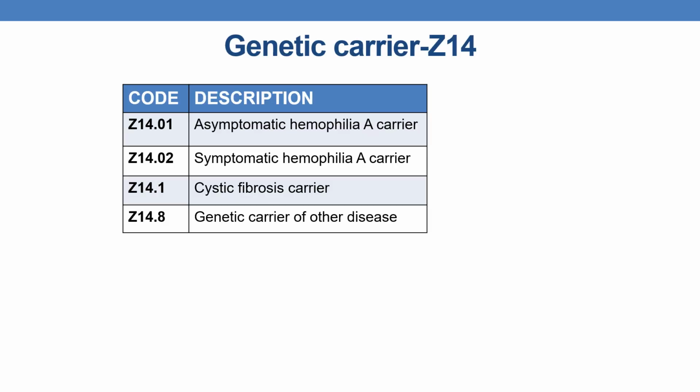Now coming to codes from category Z14, that is nothing but genetic carrier codes. The first one is Z14.01, asymptomatic hemophilia A carrier. The next is Z14.02, symptomatic hemophilia A carrier. The next code is Z14.1, cystic fibrosis carrier, and finally Z14.8, genetic carrier of other disease. There are 4 codes for category Z14.